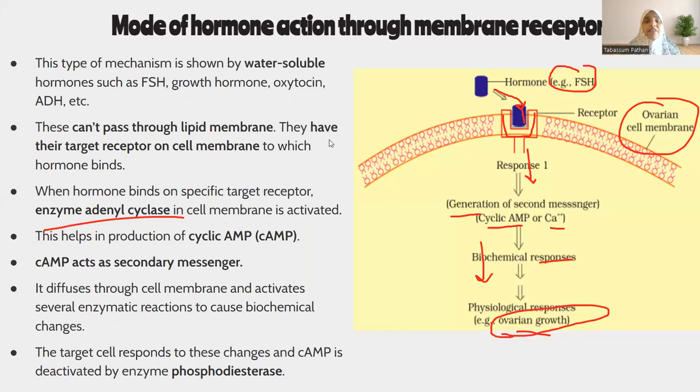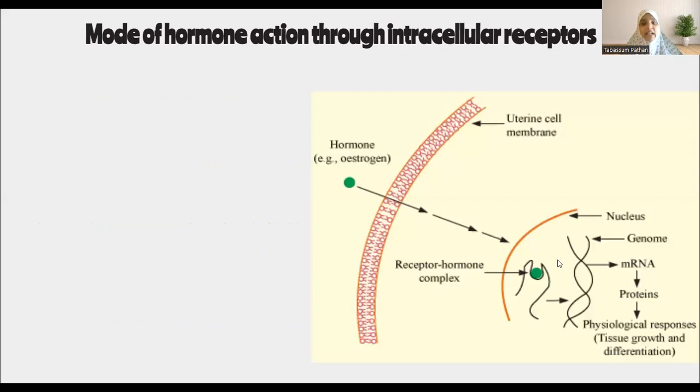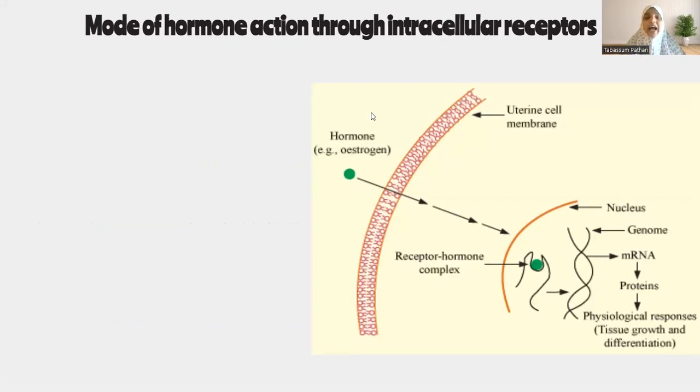Now the name itself is telling you, intracellular means what? Inside the cell. The receptor for that hormone is present inside the cell. As you see in the diagram also, here the hormone, estrogen, is the example we're taking. And you see the arrow, they can directly pass through the lipid bilayer and go through the cell and inside the nucleus and carry out their action.